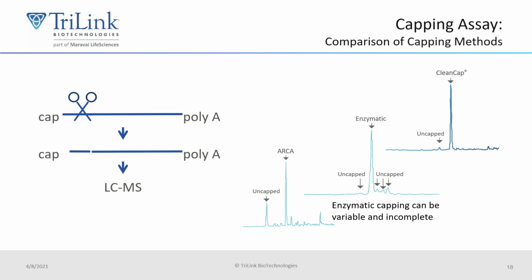Some example LCMS traces are shown on the right from mRNA that was capped with 3 different capping methods. On the bottom is ARCA capped material. In the middle is enzymatically capped material. And then finally, we have the CleanCap material on the upper right. And as you can see, the CleanCap really provides the most uniform, clean product and yields a very high amount of capped mRNA.